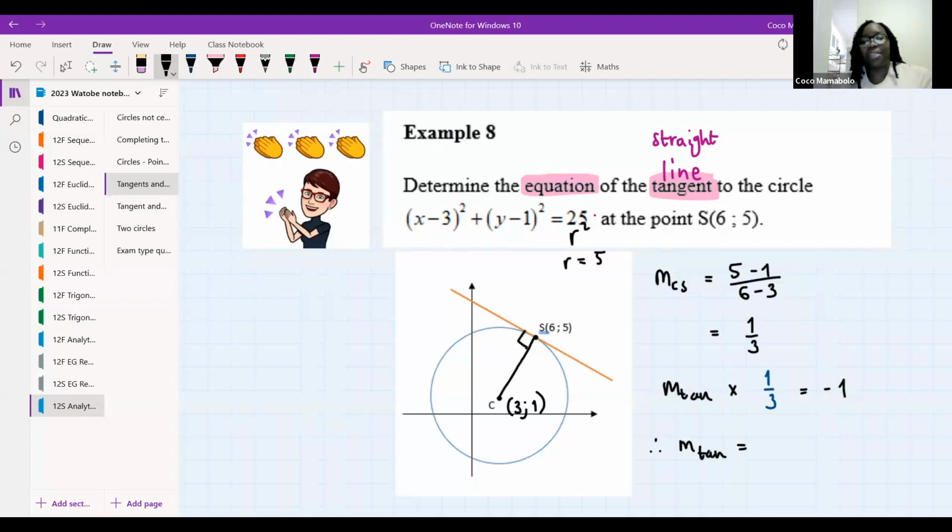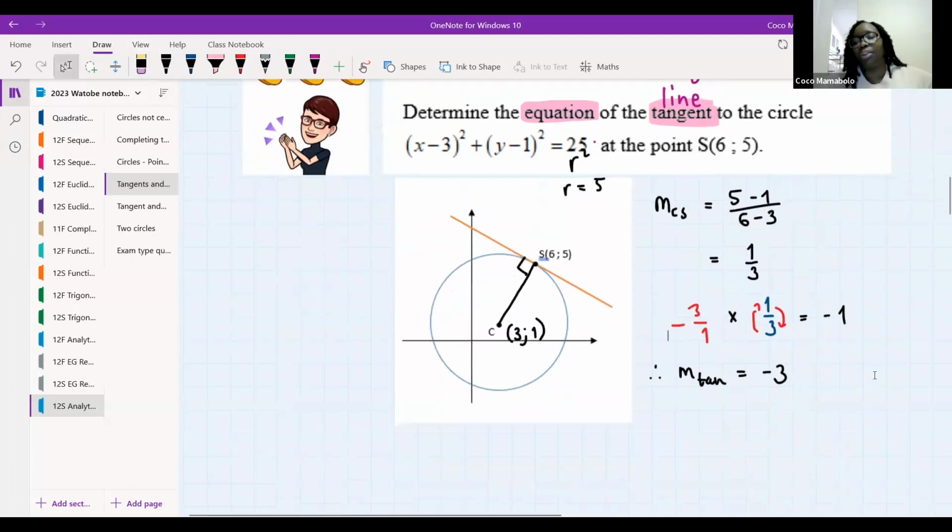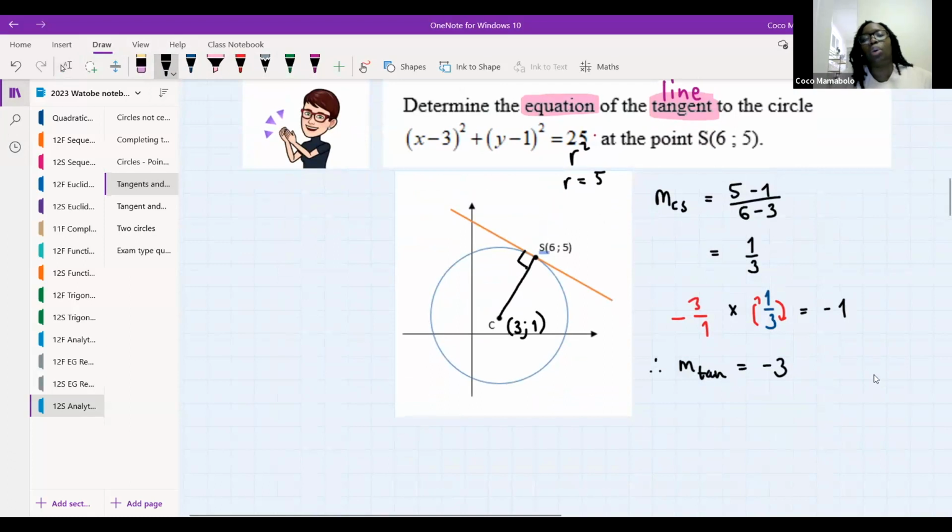Okay, good. We know that M tan is going to equal -3. Now, there are two different ways that we can possibly find this answer. You can just take your -1 over here and divide it by 1/3. What I like to do is take the number that I've got over here, 1/3, and flip it around. So I'm going to get 3/1. And then if this is positive, I make this one negative. If that one is negative, I make this one positive. So my answer is going to be -3/1, which is the same as -3. Now we've got the gradient of our tangent. And we know that the equation of a tangent will be the equation of a line, so we can use y is equal to mx plus c. We've got m. Our x.